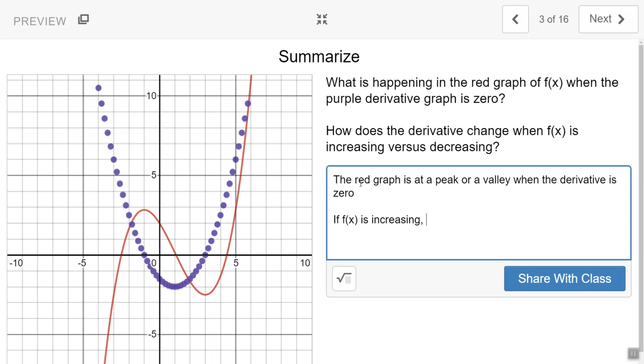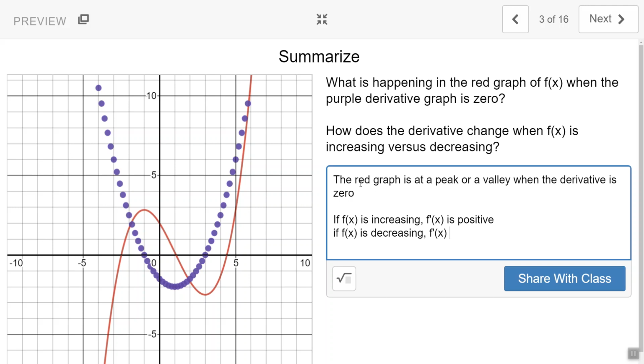Then f prime of x would be positive, right? So I'm going to write this f prime of x is positive. Okay, so what's that mean if f of x is negative, kids? If the red graph is decreasing, what's that say about f prime of x then, kids?